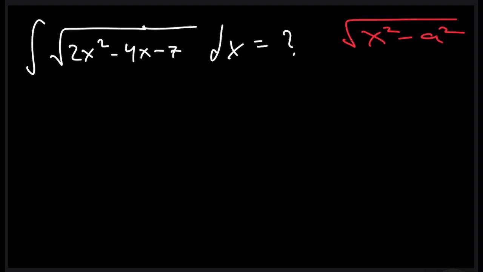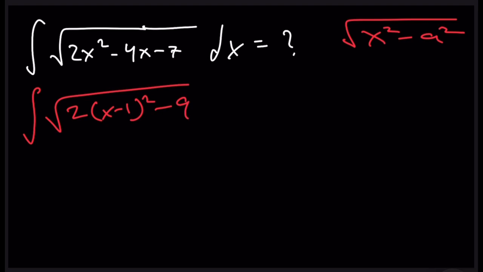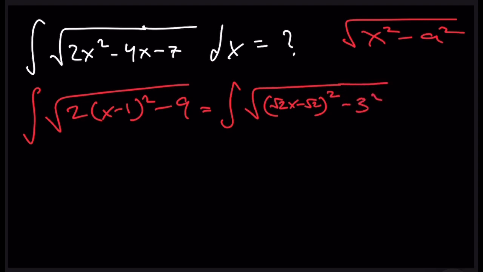And once we factor, we complete the square. We get 2 times x minus 1 squared minus 9. And so this is the same as the integral of root 2x minus root 2. I just combined those. And you're going to square this, minus 3 squared. So now we can set up our trig sub. Or before that, maybe we should just set up our u sub just to make it a little nicer.